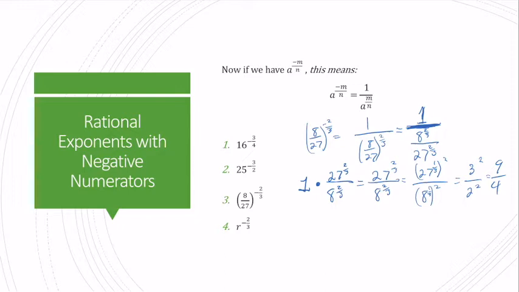For the last example here, I have an exponent. Just a friendly reminder that we can put rational exponents on variables. So I have 1 over r to the 2/3, and I can't simplify that any further.